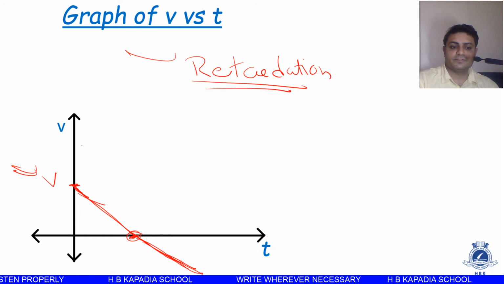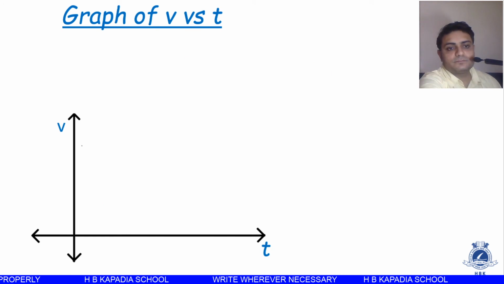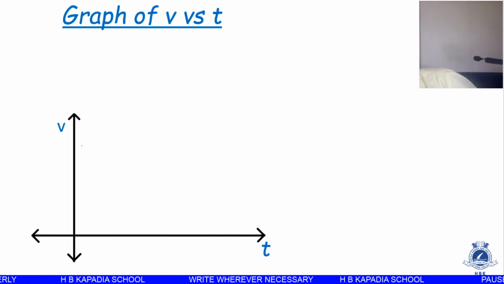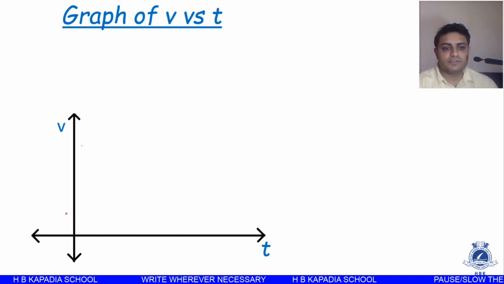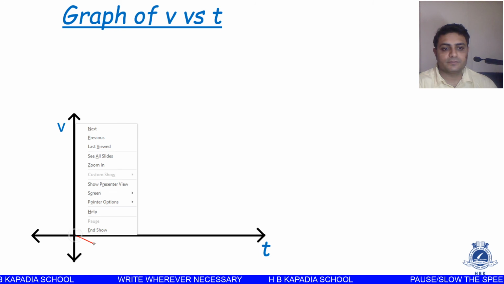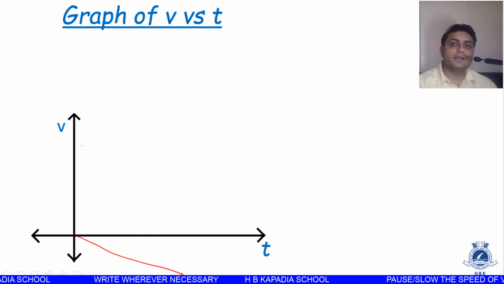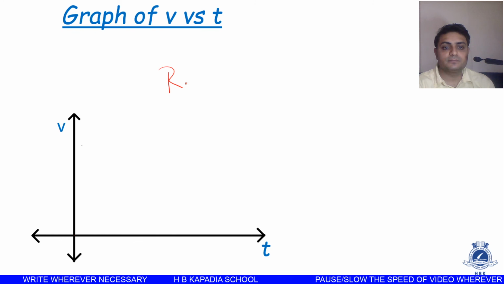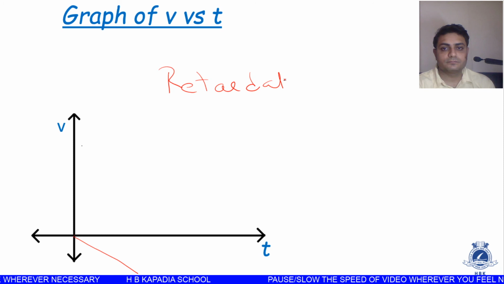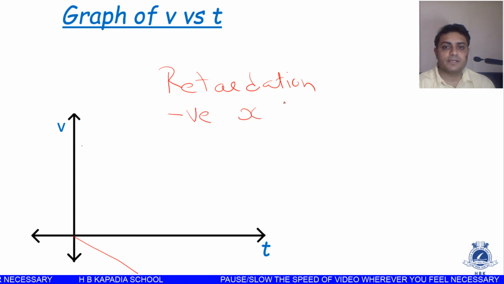So let's see next. Now if the graph of velocity versus time is like this, you can say the object actually is retarding, or we can say it is accelerating along the negative direction. Velocity in this case is negative, so we can say it is retarding. This is retardation, and retardation is along the negative x direction.